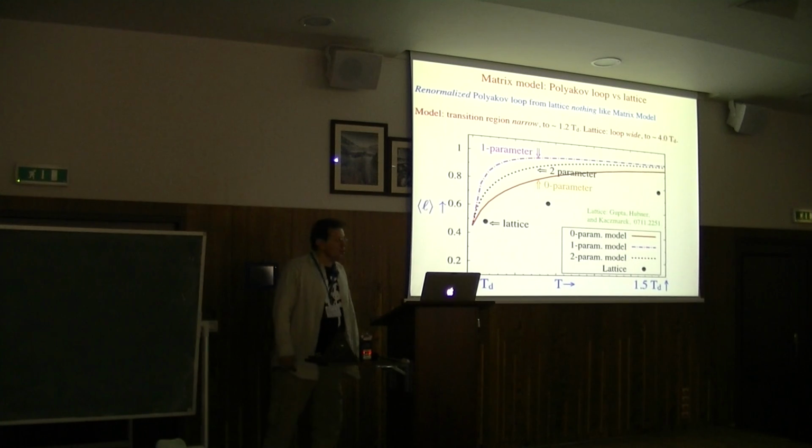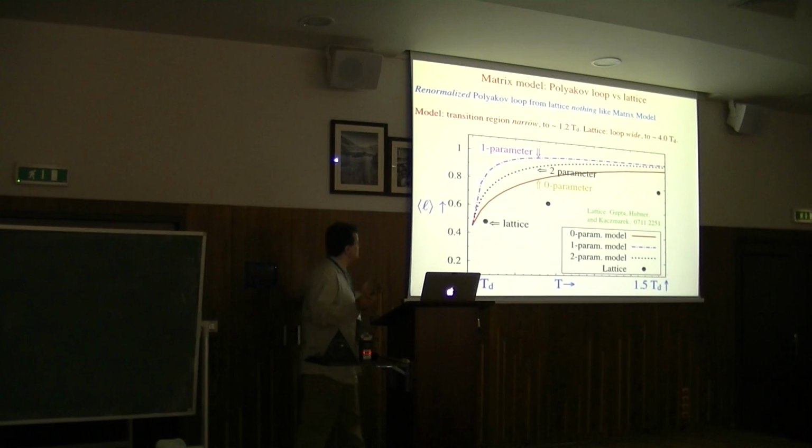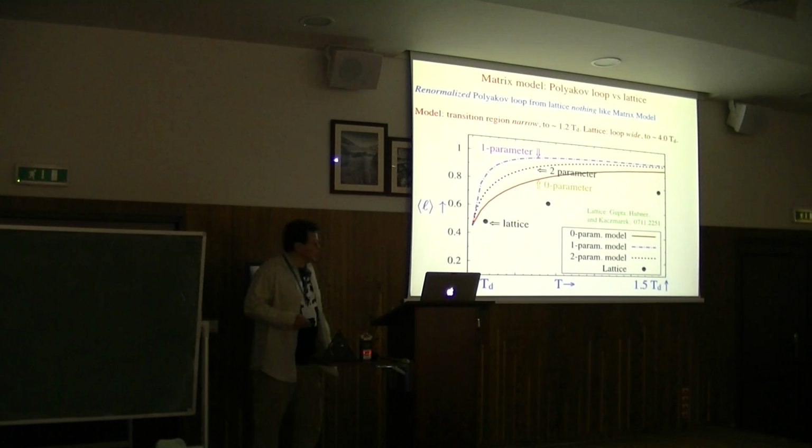On the other hand, when we compute the renormalized Polyakov loop, we find a result that's in complete disagreement. So this is the results with our model, and as I said, this is from the transition temperature to 50% above, and it goes quickly up, no matter what kind of parameterization we take. The lattice is much broader.